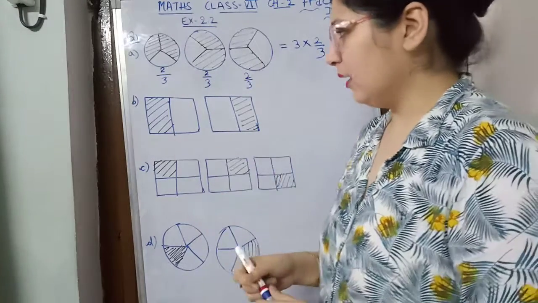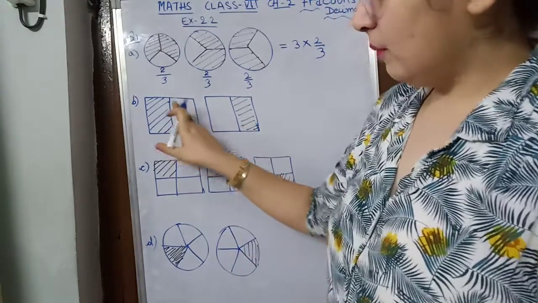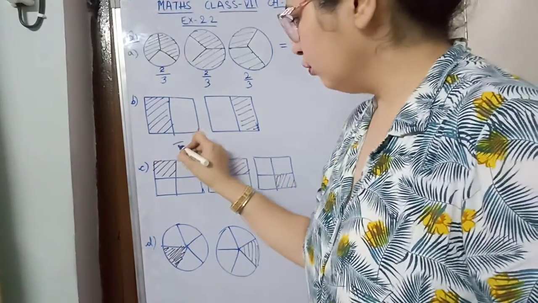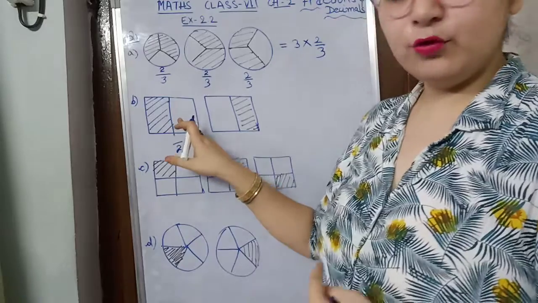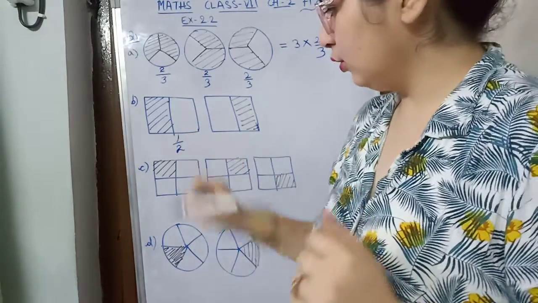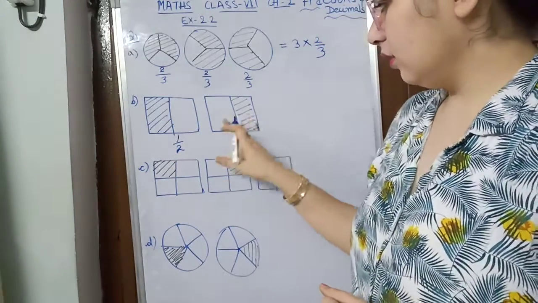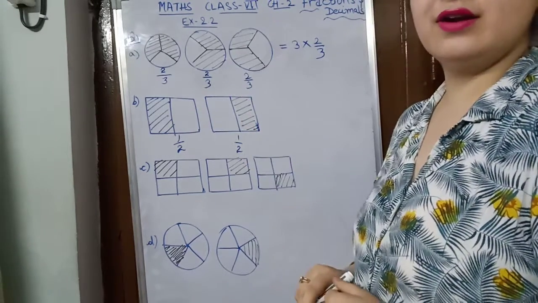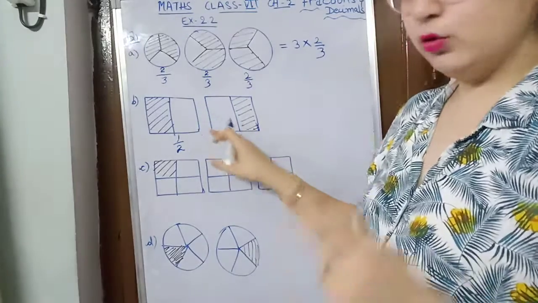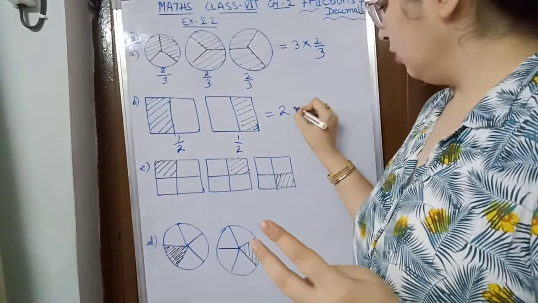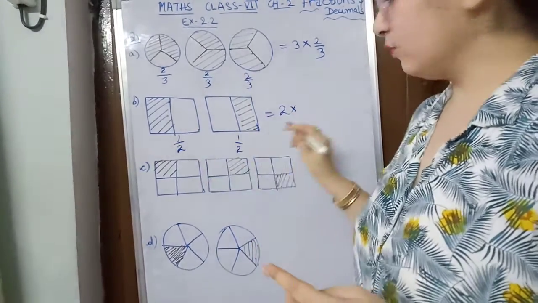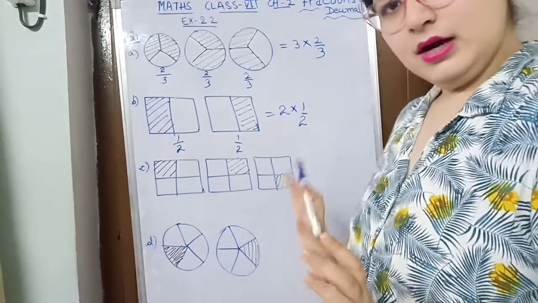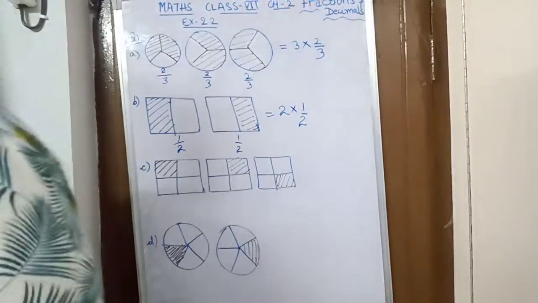Now come to B part. In B part, in how many parts is the figure divided? 2 parts. The first figure is out of 2, so 2 will come in the denominator, and out of 2, 1 part is shaded, so 1 upon 2 is the fraction. Come to this side, again 2 parts are there, out of 2, 1 part is shaded, so again we will write 1 by 2. How many figures are there? 2 figures, so we will write 2 multiplied by 1 upon 2. Now this is the answer. You can match your answer with your book.